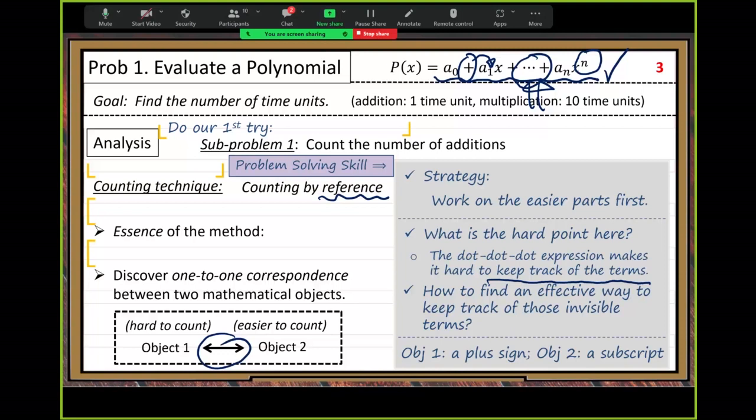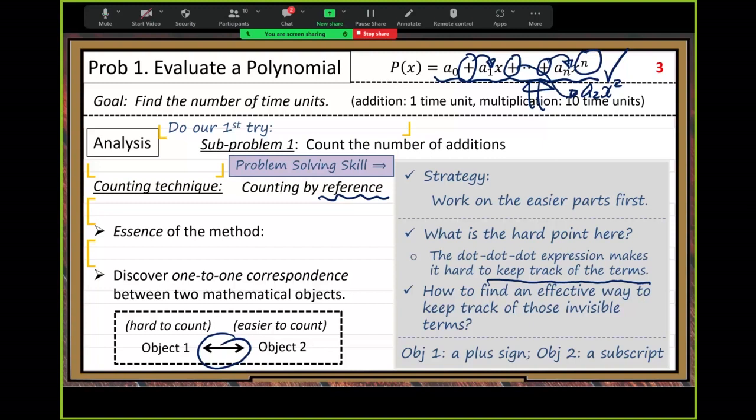The subscript of the coefficient A sub 1. The second plus sign we associate with A2 x squared, so 2. The last plus sign we associate with the subscript of its nearest right coefficient, subscript n. The n. Now you can see we get a one-to-one correspondence, right?